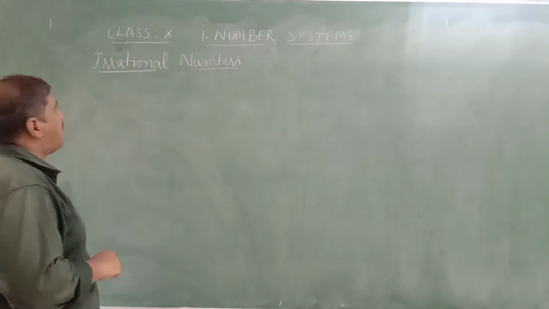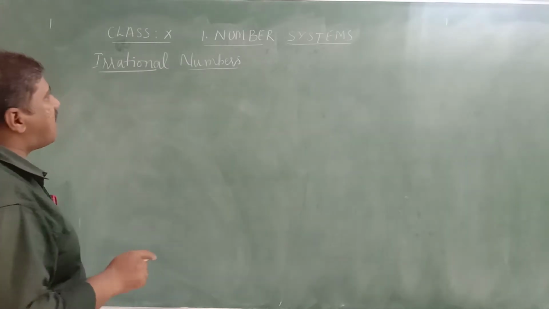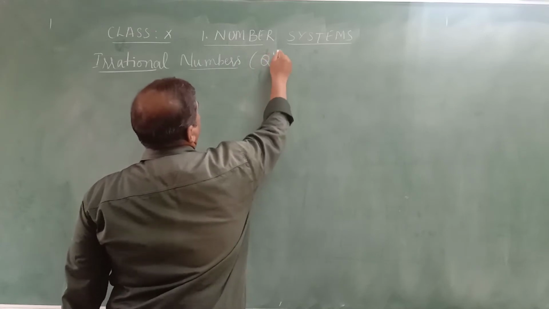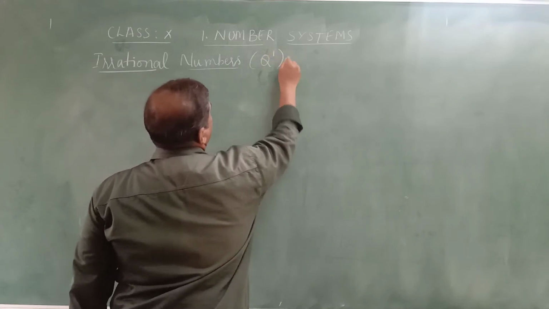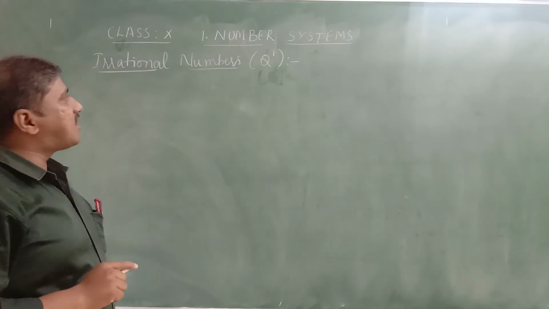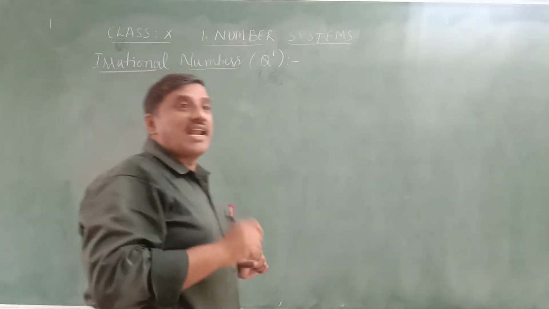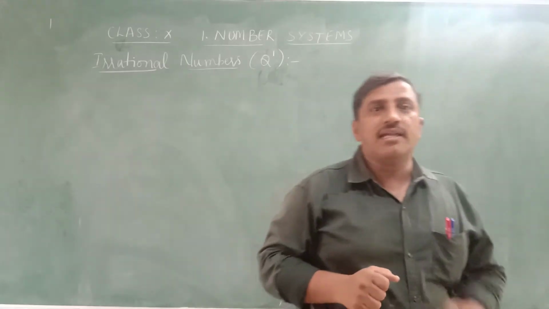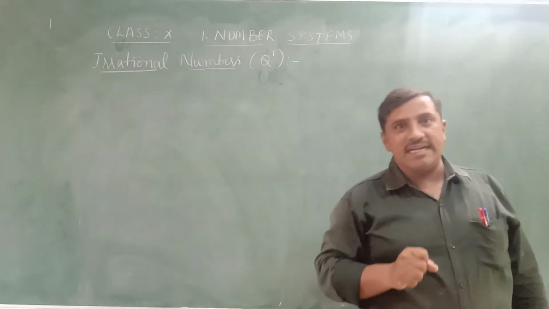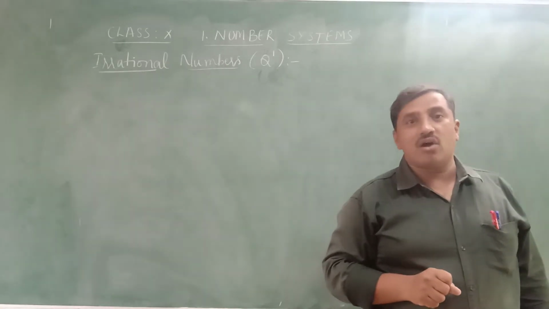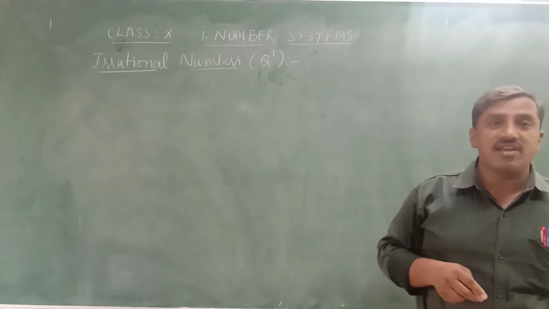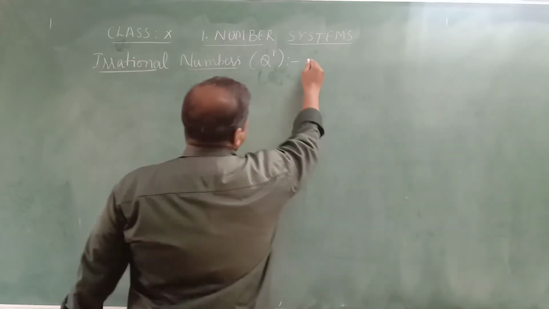Now, irrational numbers. The set of irrational numbers is represented by the letter Q dash or Q complement. So, what are irrational numbers? The numbers which cannot be expressed in the form of p by q, where p and q are integers and q is not equal to 0, are known as irrational numbers.